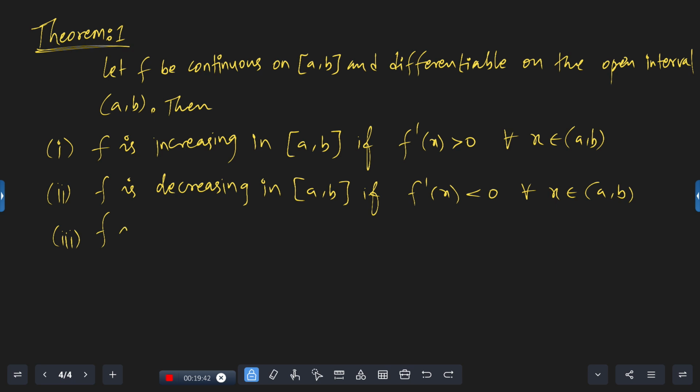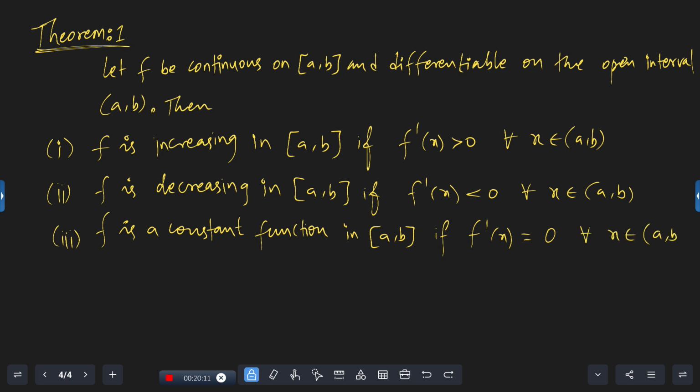Constant. Suppose f is a constant function in the closed interval a comma b, then f dash of x, the derivative of a constant, what is it? It is 0. So f dash of x you will be getting 0 for all x belongs to the open interval a comma b, it will become 0. Understand? So these 3 points are very important.